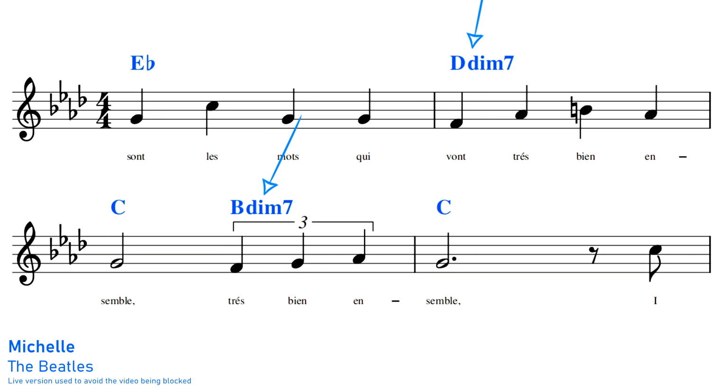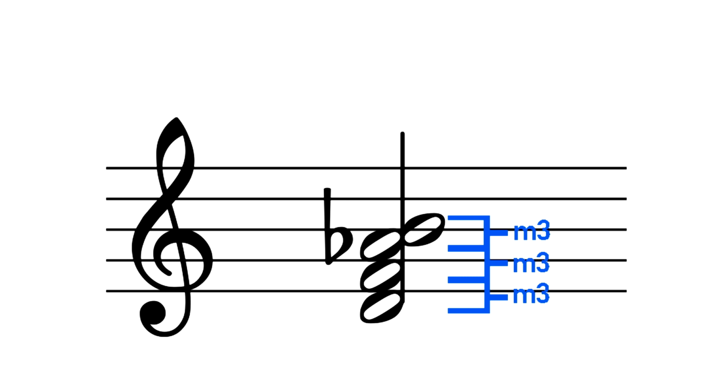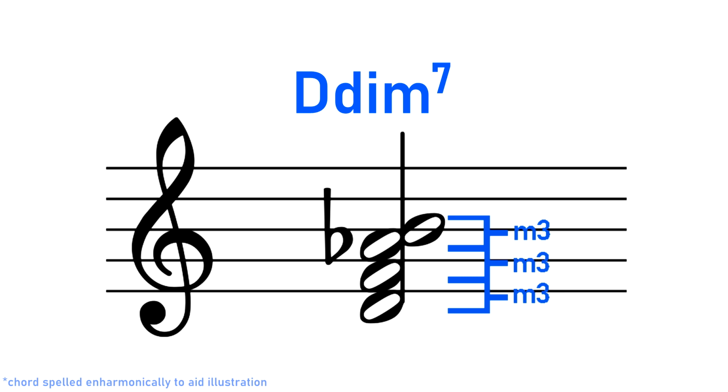An interesting element to these 2 diminished 7 chords that we're getting here in Michelle is that they're actually inversions of each other. They're both using the exact same notes. Do you remember how I said earlier that a diminished 7 chord is just 3 minor thirds stacked on top of each other? Well, the consequence of that is that if you invert a diminished 7 chord, you just wind up with a different diminished 7 chord.